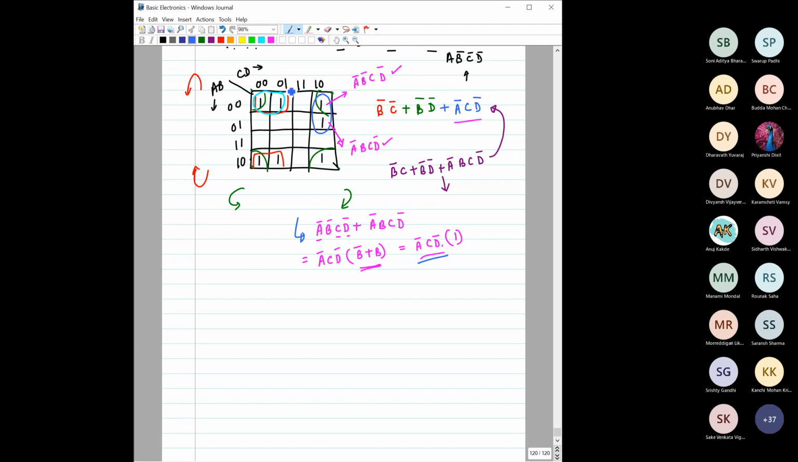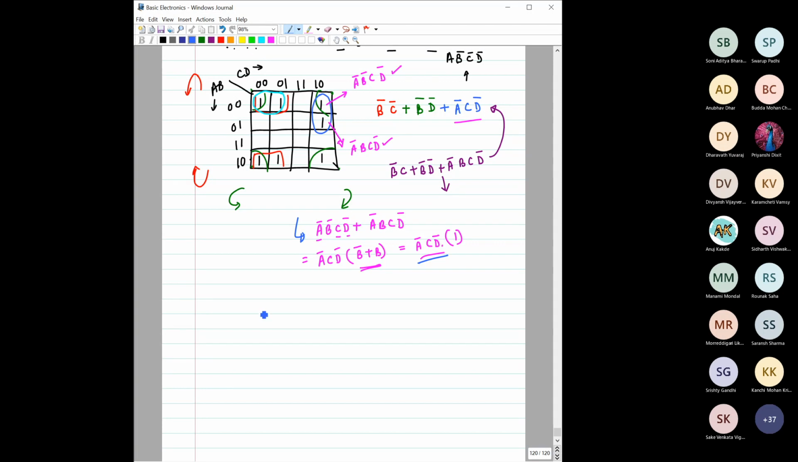Now see this red group. We have made this group with 4 ones, so what can you expect? Two variables among A, B, C, D will be eliminated. From this red group we get B bar, C bar. Both A and D have been eliminated. Like that, if you can make a group of 8 elements, then that would give you only one variable, either A, B, C, or D.